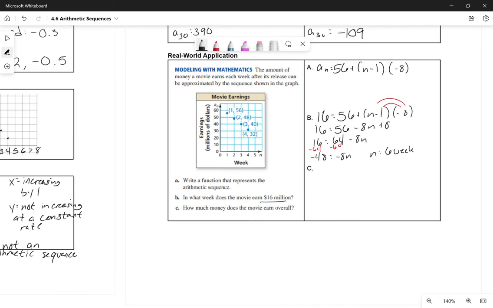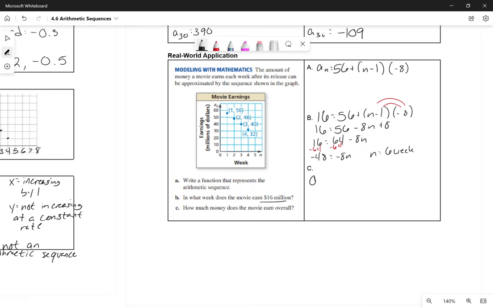Then we look at C. How much money does the movie earn overall? So that means our very first step is to figure out when the movie does not earn any money. So when our y value is 0, or a sub n. So let's first figure out, how long does it take for the movie to quit earning any money? Because it makes no sense to keep a movie in theaters when it's starting to lose money. No one likes losing money.